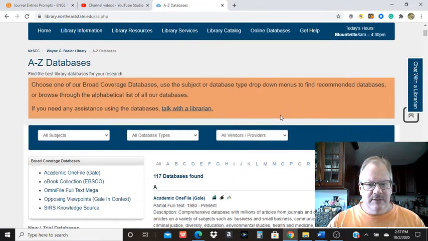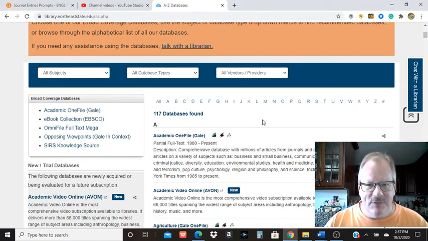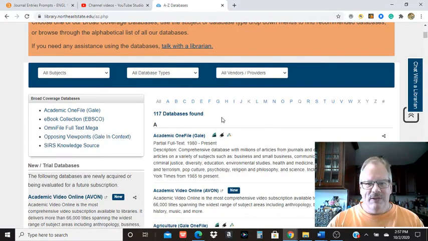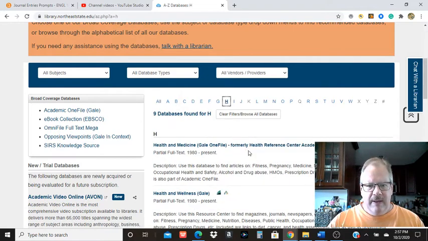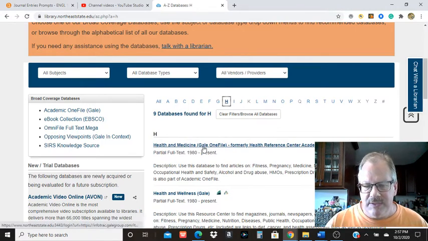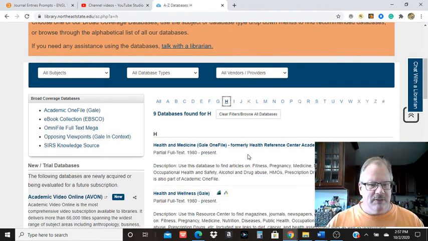And you're going to see there's 117 databases. You're not searching through all of those. We're going to go to the Health and Wellness database, so we're going to click on H. And Health and Wellness is good. Health and Medicine can be good. This can be a little more technical, the Health and Medicine, where you're getting doctors writing about doctors. So we're going to go to Health and Wellness Gale.